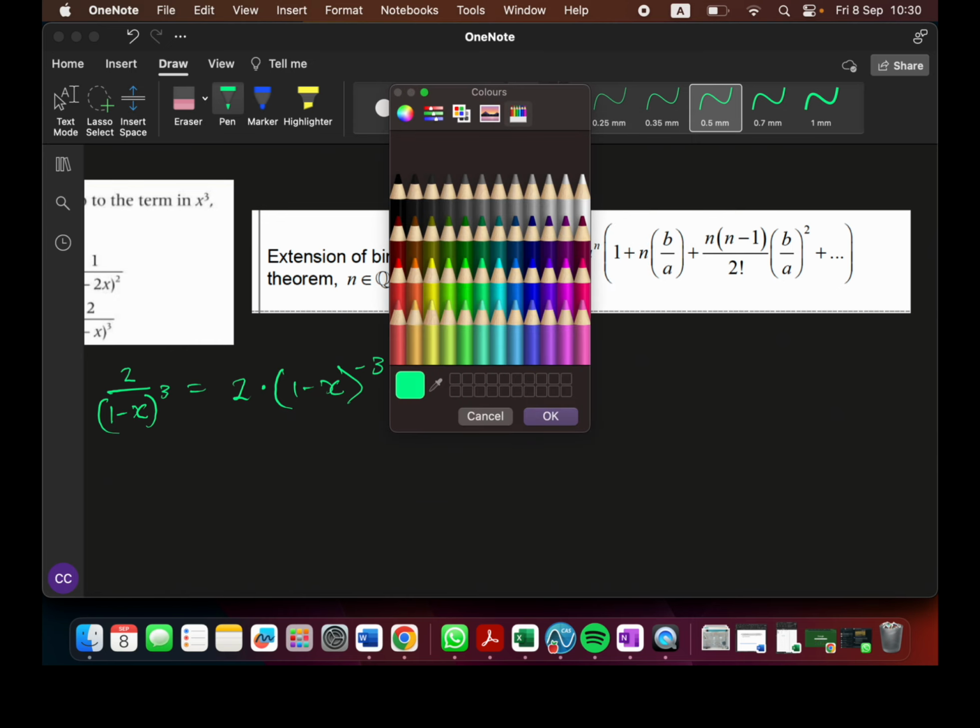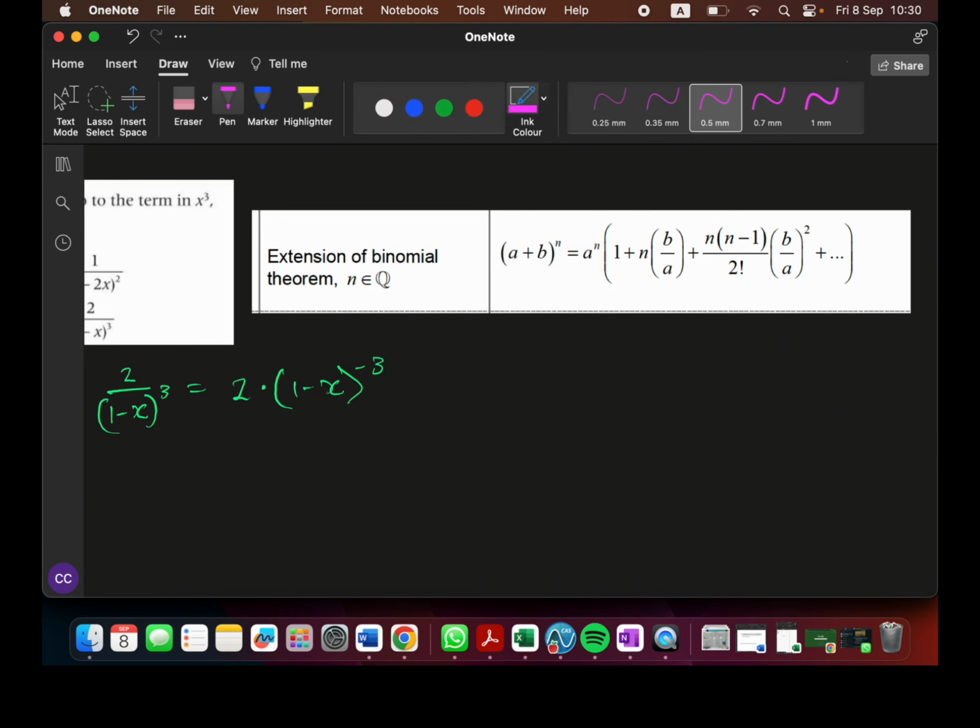So doing that real quick. My A value is 1. My B value is negative x. And the only other thing we need to know is what our n value is, and in this case, it is negative 3. So with all of that, we're going to put this together.